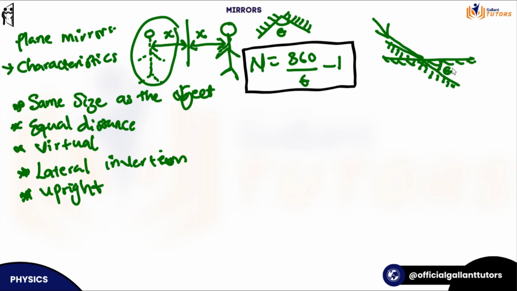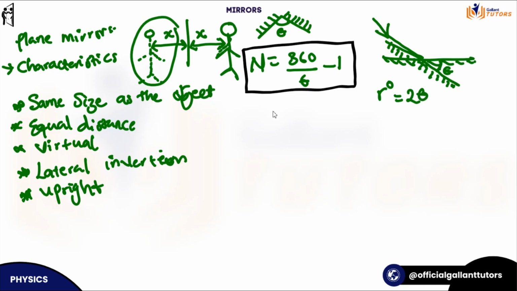How do we know what this angle is? Now, get your book and pen and write this. Whenever a mirror is rotated through an angle, the reflected ray always rotates twice. The angle of the reflected ray, let me put it this way, always rotates twice that angle.